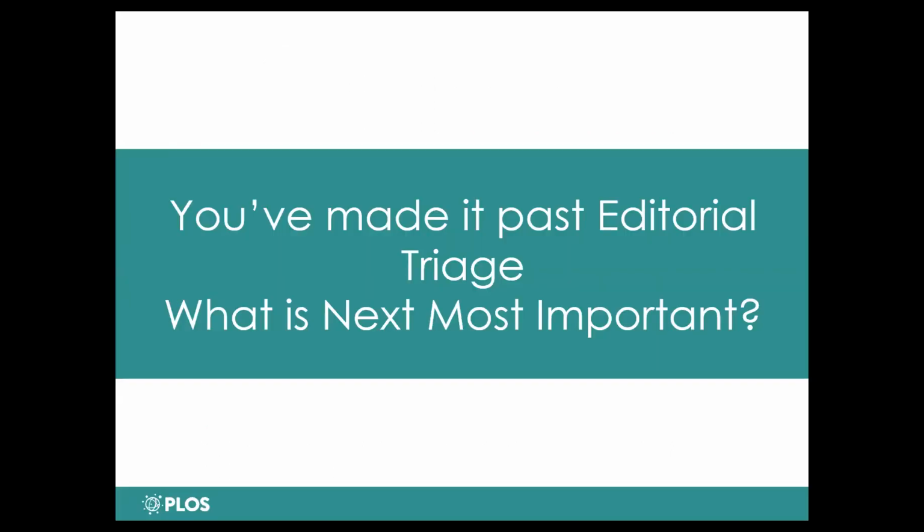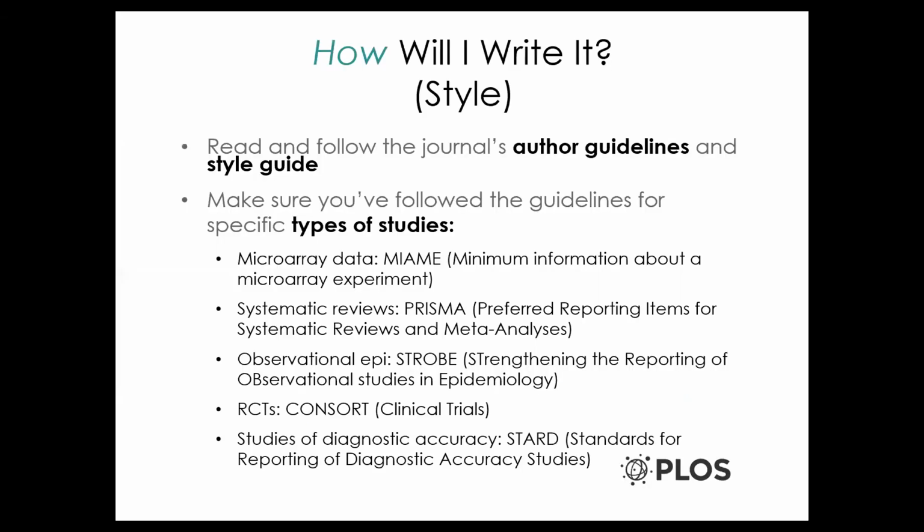Okay, so you've made it past editorial triage. What's the next most important? Style. So make sure you read and follow the journal's author guidelines and style guide, and make sure you follow the guidelines for specific types of studies. So microarray data, systematic reviews, so a meta-analysis, observational epidemiology, RCTs, which are clinical trials, and studies of diagnostic accuracy use START. And there are many, many others of these types of guidelines. So you should make sure that your research follows these guidelines.